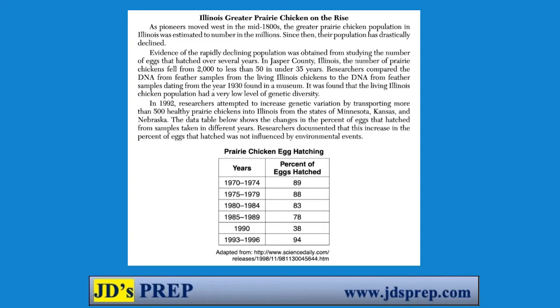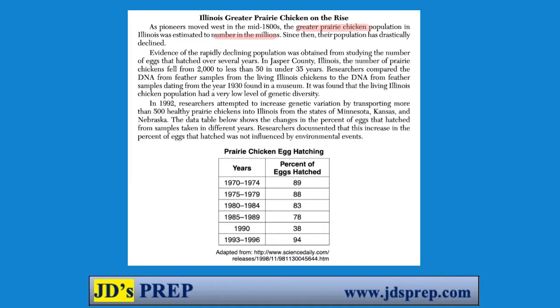So we're going to read through this in detail. As pioneers moved west in the mid-1800s, the greater prairie chicken population in Illinois was estimated to number in the millions. But since then, their population has drastically declined.